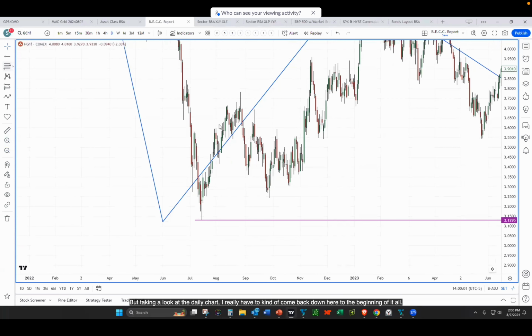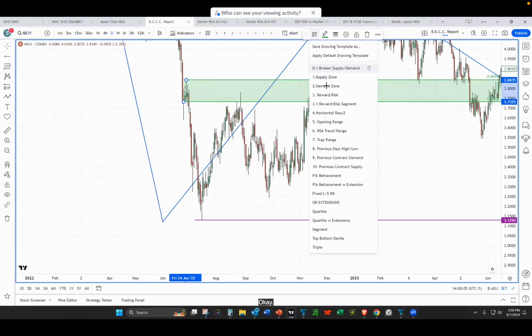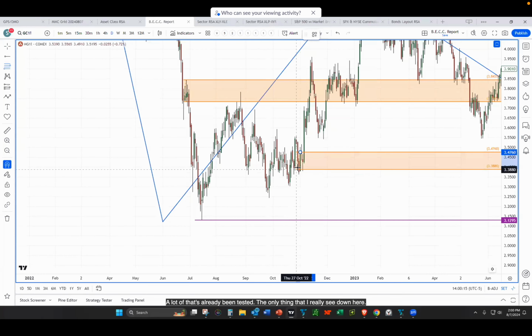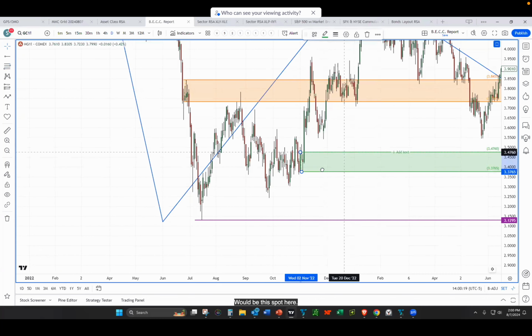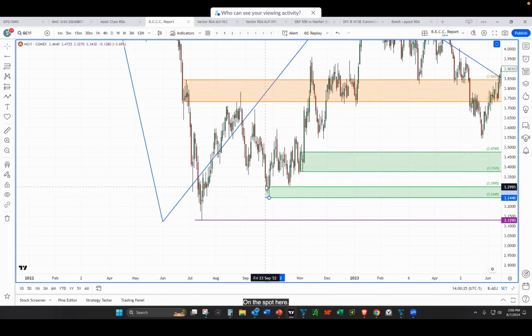I really have to come back down here to the beginning of it all, because you had this imbalance here. This is where we started to test up into that area. And again, a lot of that's already been tested. The only thing that I really see down here would be this spot here, and the spot here.